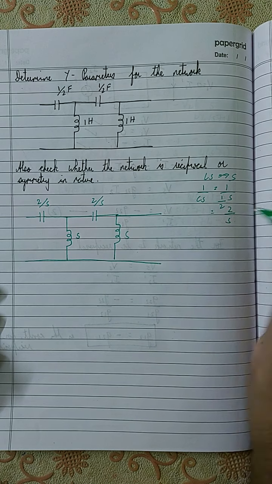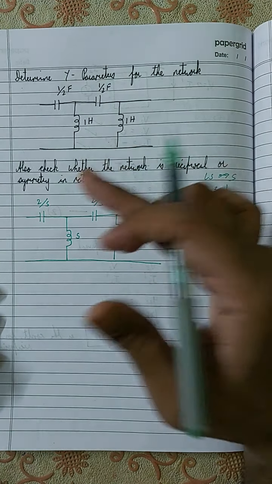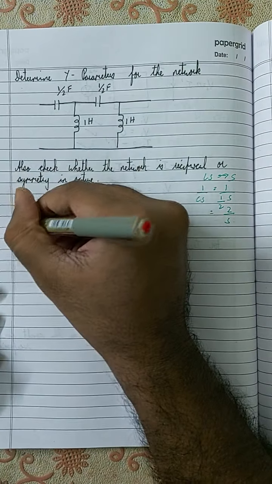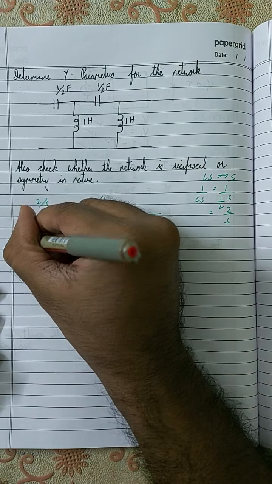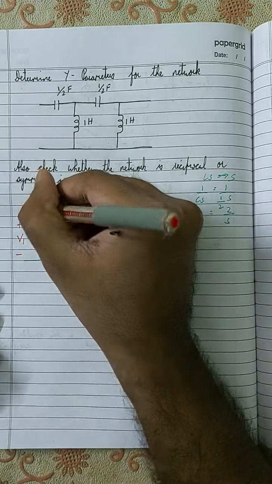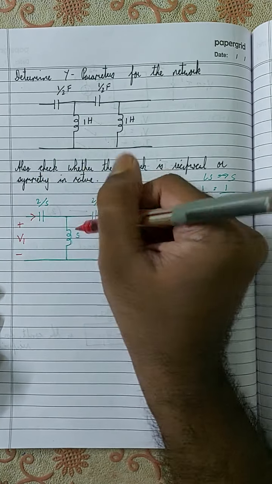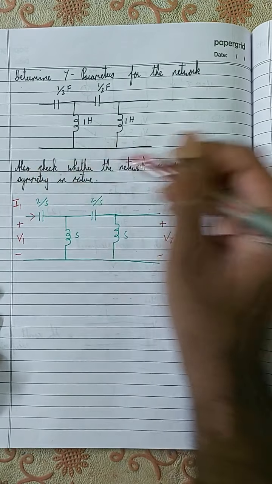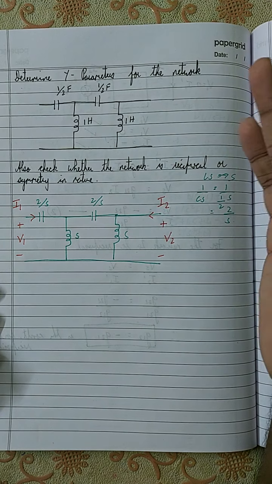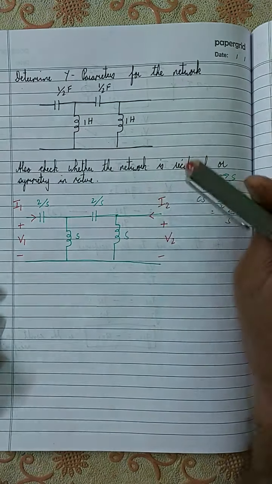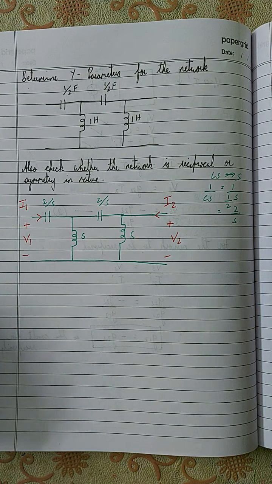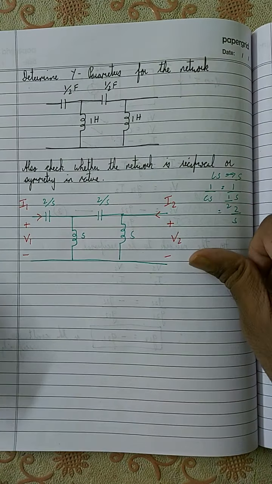Now you can see that V1, I1, V2 and I2 are not marked, so we should mark them. Let me mark it over here: this is V1 with plus and minus, this is V2, and the current into port 1 is called I1, and the current into port 2 is called I2. Irrespective of which parameters they are asking, the direction of I1 and I2 always remains the same, going into the network, and the polarity of the voltage at port 1 and port 2 is also the same.